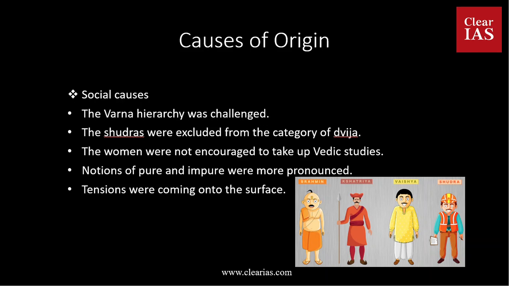With the coming of these four categories, the notions of purity and impurity, the notions of hierarchy were more pronounced, with Brahmins taking the positions at the helm of the affairs, the Kshatriyas ruling, and the Vaishyas engaged in economic aspects. The Shudras were the ones who were taking up the service positions in the societies. So, the notions based on these social and economic aspects were also more pronounced.